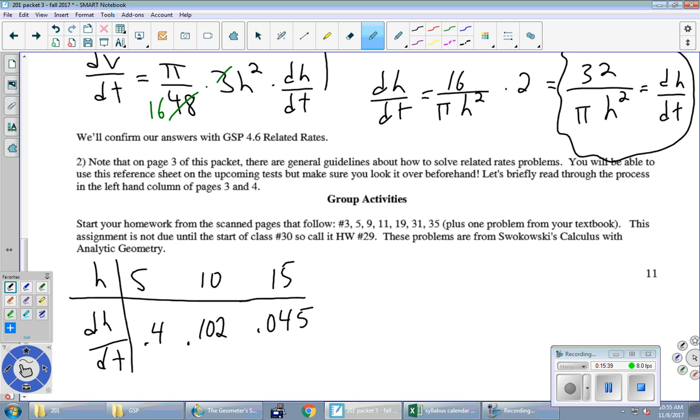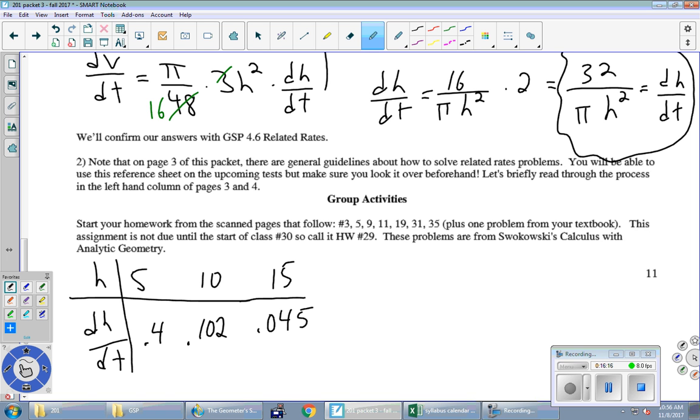Yep, centimeters over minutes. Yeah. So these numbers that we filled in our bottom row, the units are centimeters per minute. So when the height is 5, the water level is increasing by 0.4 centimeters per minute, increasing because that's a positive 0.4. But when the water level is 10 centimeters, it's only increasing by 0.102. Not for dH/dt. The volume is changing by cubic centimeters per minute, but the height is just a one-dimensional thing, and it is changing centimeters per minute.